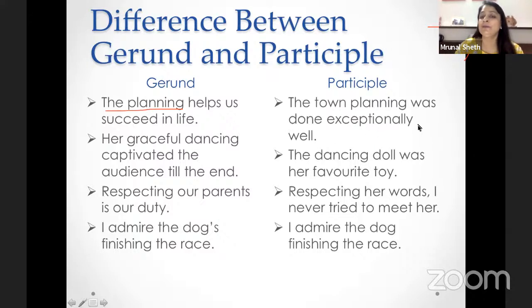Here, the town planning was done exceptionally well. What was done exceptionally well? The town planning. But what was planned? The town. So planning here is describing the noun town, and hence it is used as a participle. Her graceful dancing captivated the audience till the end.